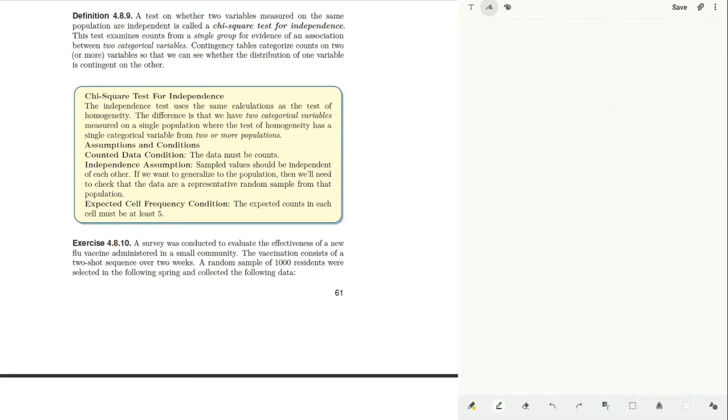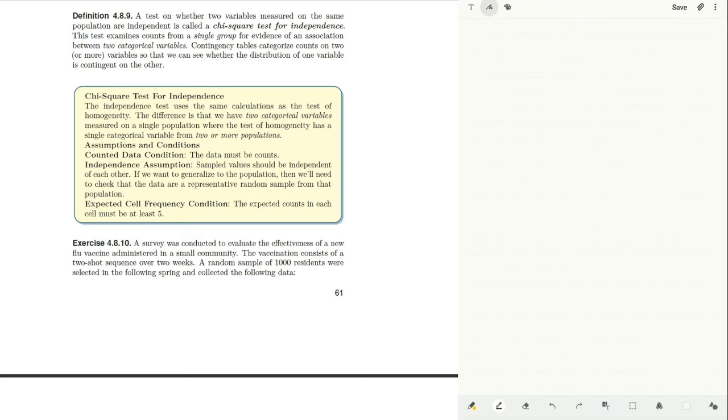Now we'll look at the third chi-square test. If we have two categorical variables that are measured from the same population, then we can see whether they are independent by using a chi-squared test for independence. Now this test will determine whether there is an association between two categorical variables.